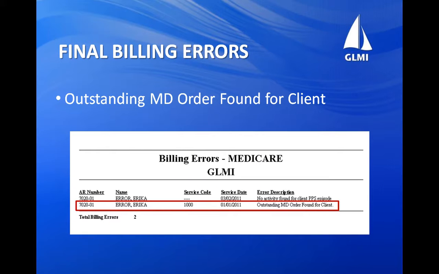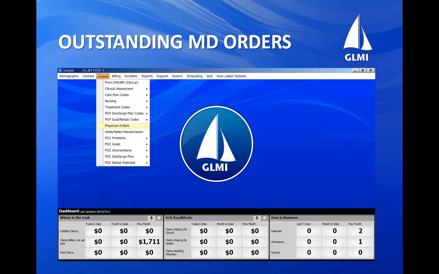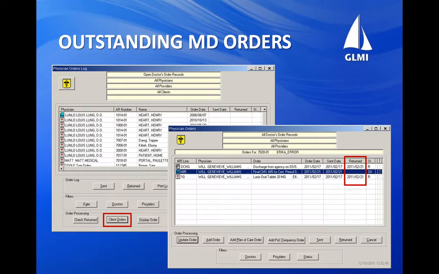This brings us to our next billing error of outstanding MD order found for client. The cause of this error is an outstanding physician order for the CERT period. To correct this error, select Clinical from the main menu and then Physician's Order. Next, select the Client Orders button on the bottom left of your window.